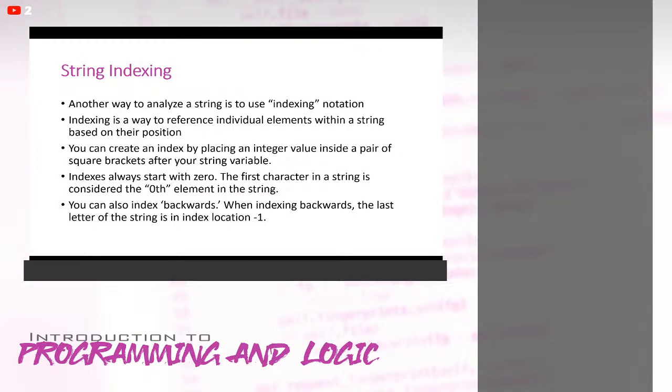But a little bit more about string indexing here. Another way to analyze the string is to use indexing notation. So we're indexing that reference. Or, we're using that index to reference an individual element within the string. And so we can create an index by placing an integer value inside of a pair of square brackets. Indexes always start with 0. And we can also go backwards while indexing. So we can start with -1, -2, -3. So if we have that banana, as we did before, right?